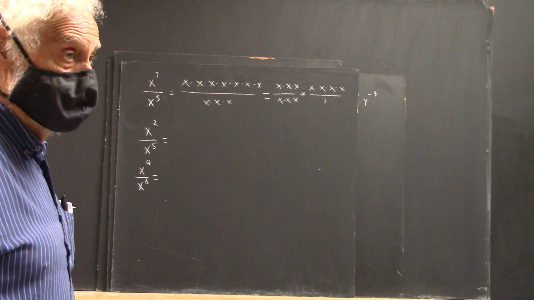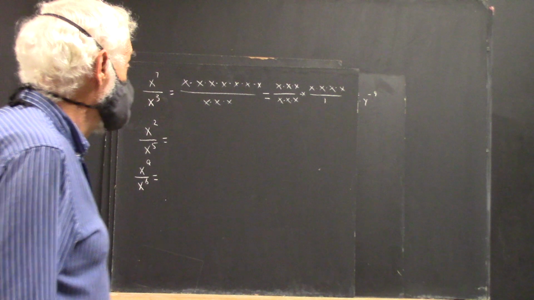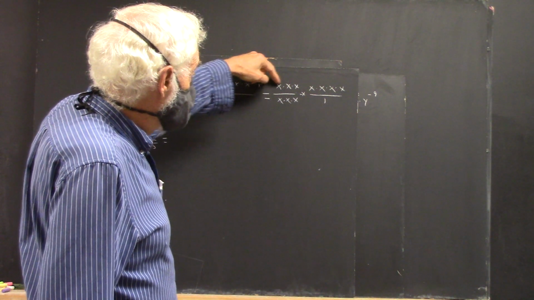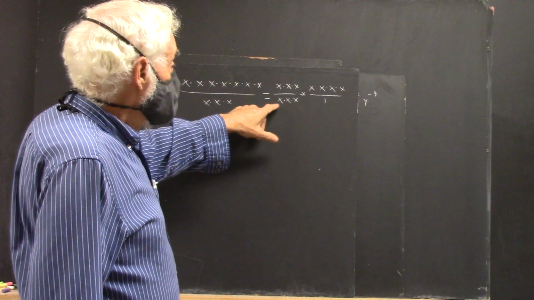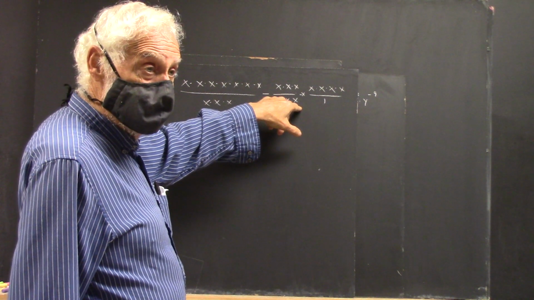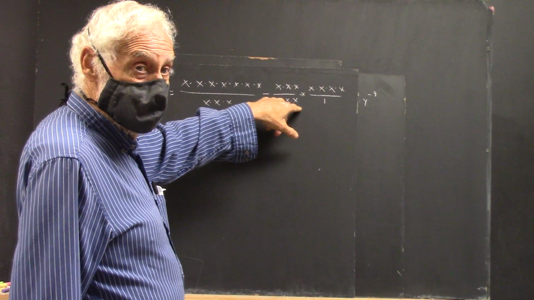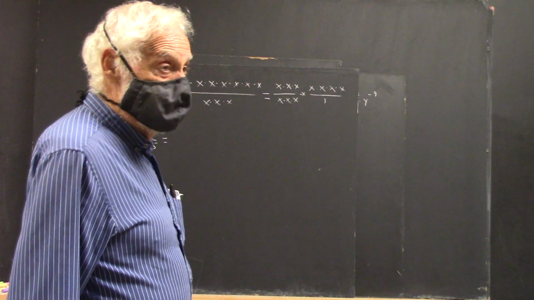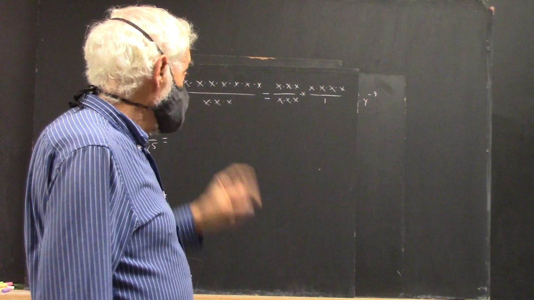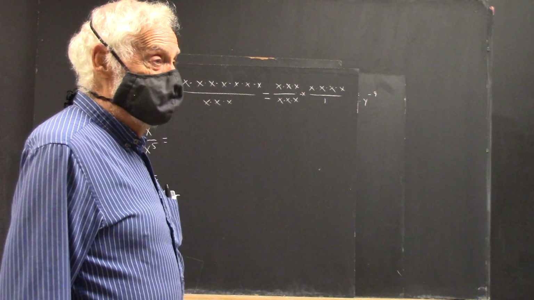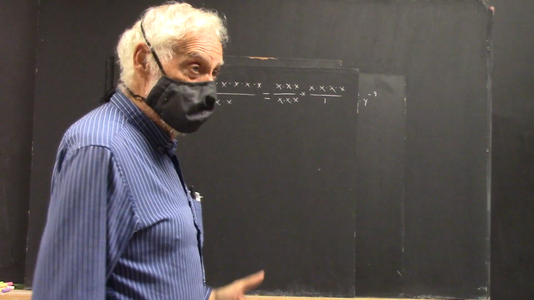Okay? Why did I do it like this? Well, what do I get if I divide x times x times x by x times x times x? Some of you are holding up a finger, not holding up the wrong one, so I think you understand.